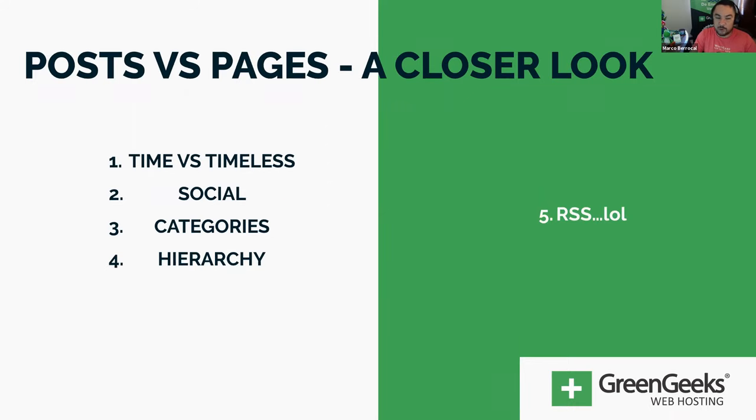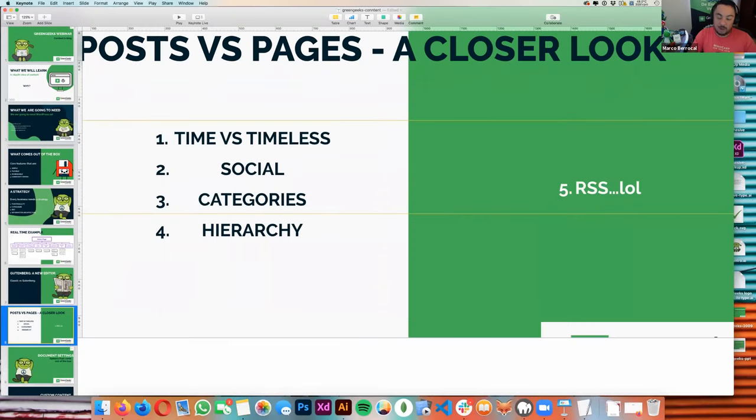So I'm going to go here into time versus timeless. What do I mean by that? By default, if you think about it, a blog post is time-based. Let's go for the example of a newspaper. A newspaper is time-based. When I visit the newspaper's website, I should have the current news, the fresh news, the most important news, anything that's new. You don't want to see the old stuff. So that stuff gets gradually shifted back as time goes by and as new news is added. So a blog works exactly like that.